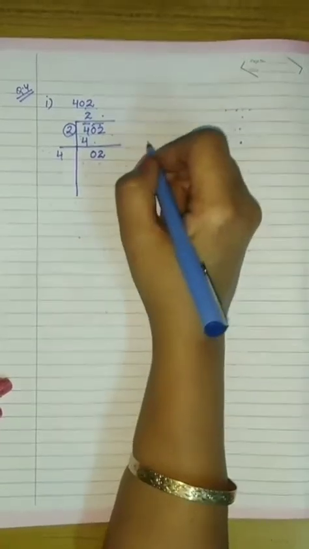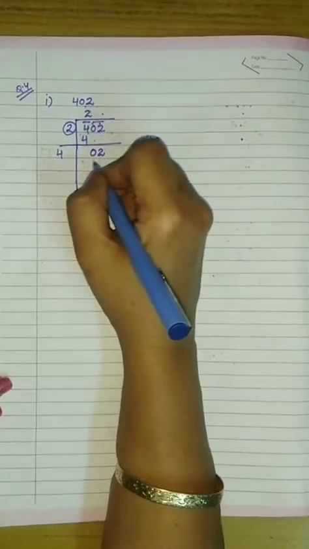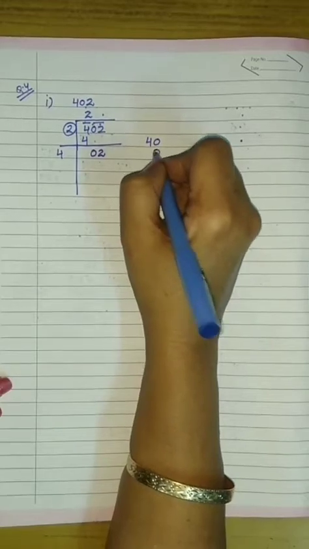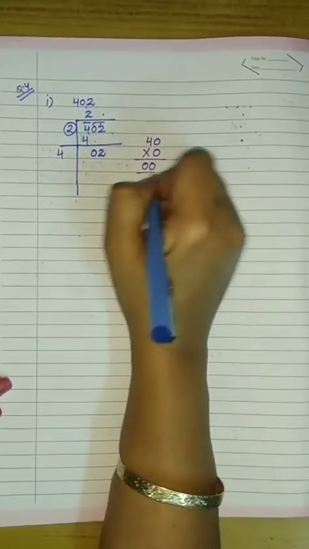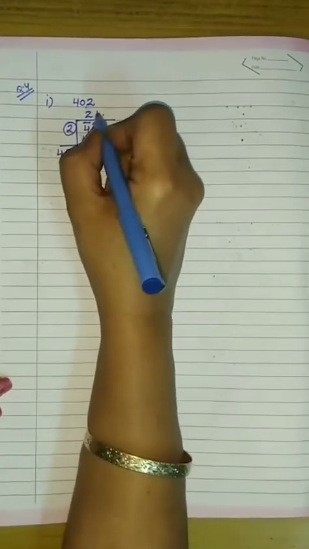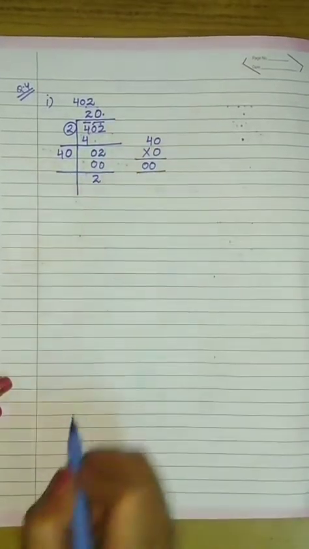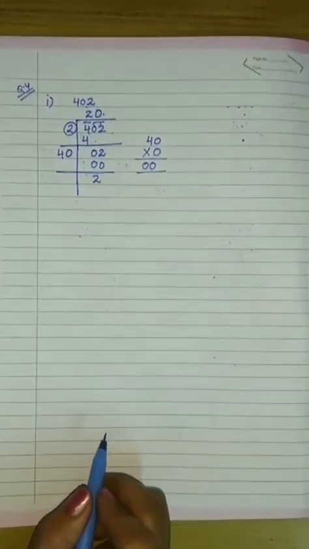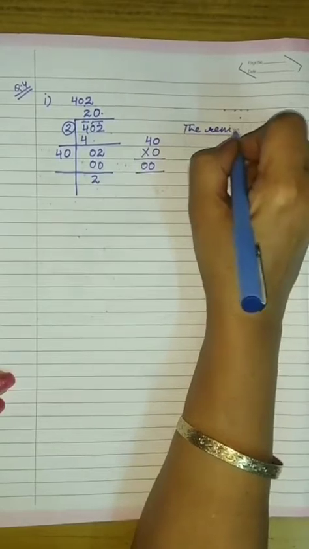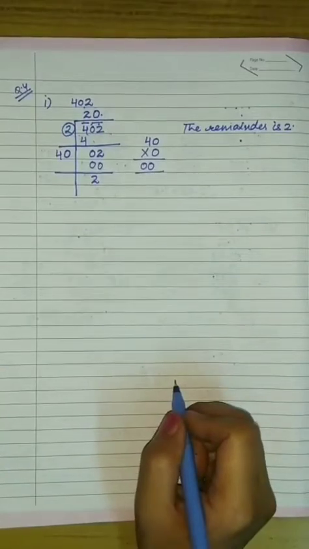This number is not a perfect square, so we will not get a number equal to the dividend. So we will multiply 440 into 0, which is equal to 0. So we will write 0 in the divisor as well as in the quotient, and we get the remainder as 2. It means this number is not a perfect square.